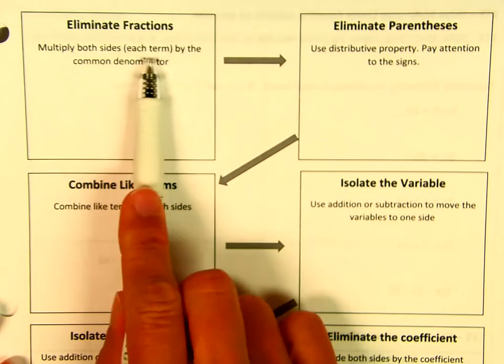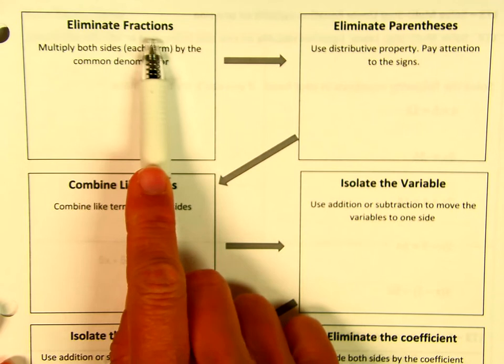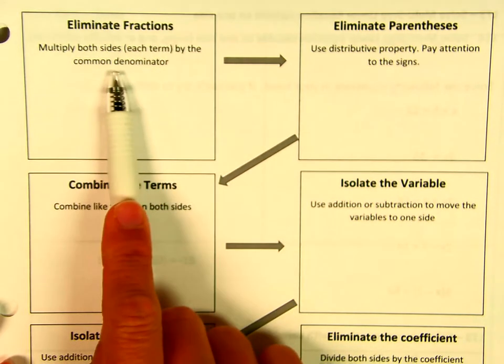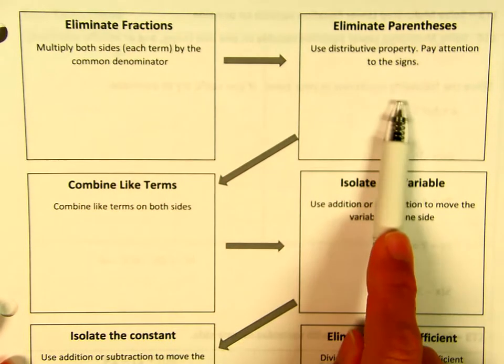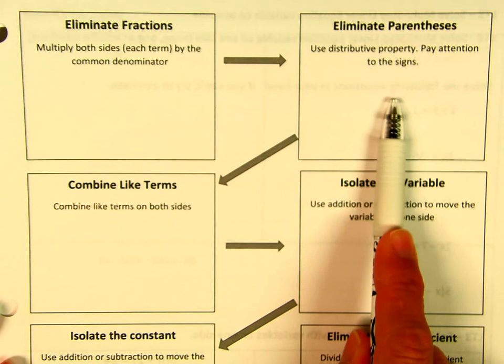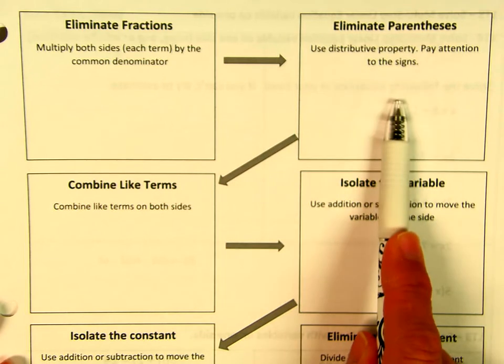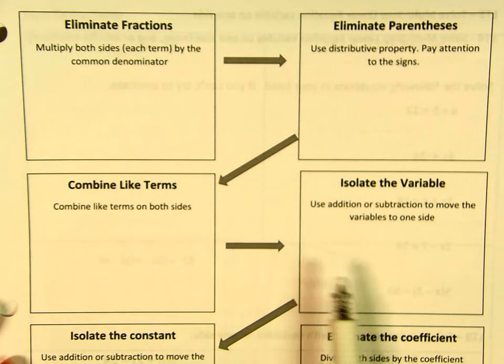So our first question is, does it contain fractions? If it does, we multiply both sides by the common denominator. Does it contain parentheses? If you say yes, then we use distributive property. And combining like terms, getting the variable alone, getting the constant alone.